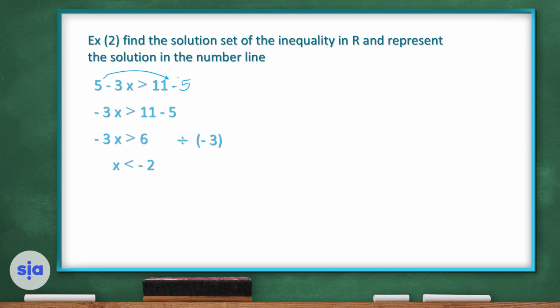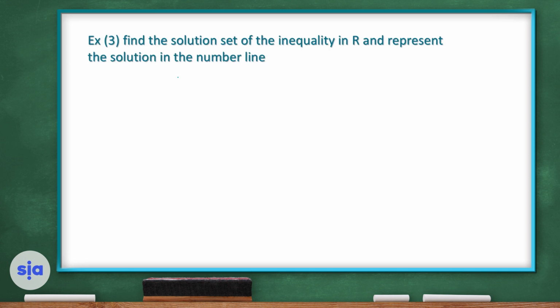So the solution set is an interval that starts from negative infinity opened until negative 2 also opened. How can we represent this on a number line? Here's the number line from negative 2 opened going left until it reaches the negative infinity.